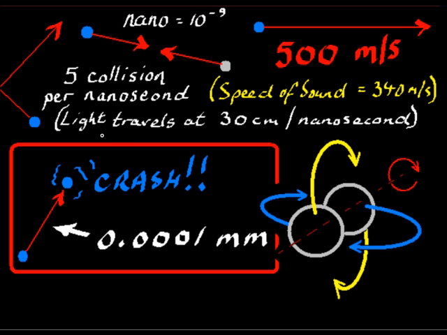Just so you can get a rough idea of what a nanosecond is, for example, light travels 30 centimeters in 1 nanosecond. Okay, so a molecule will crash 5 times in a nanosecond, but how far will the molecule actually travel before it crashes into another molecule? It will travel about 0.0001 millimeters before it crashes into another molecule.